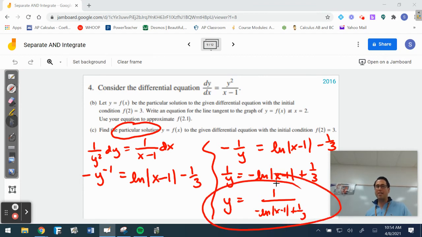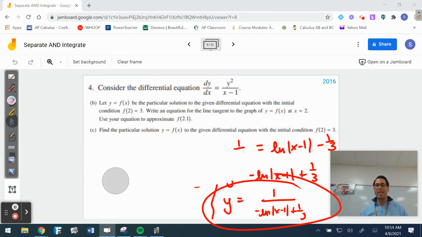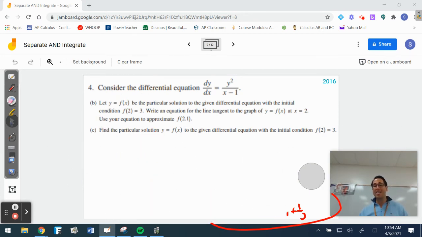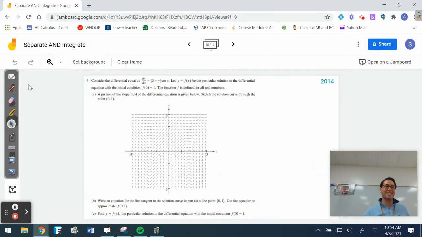But guess what? 5 out of 5 money buckets. Whenever you have a separate and integrate, the last part is always worth 5 points, right? You get a point for separating, you get a point for both antiderivatives, you get a point for finding C, and then you get a point if you can get Y by itself. It's always worth a ton. That's why I'm making this special video so you guys can all dominate it when it comes to AP testing time.